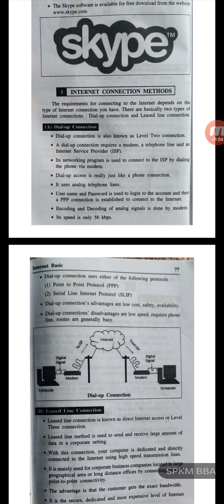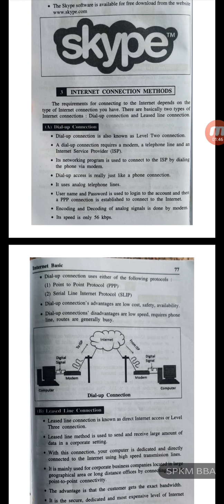How can a dial-up connection be connected? The requirement is that you should have an internet service provider. For example, different types of internet service providers in India are Jio, Vodafone, BSNL, Airtel. These are some examples of companies who are providing internet. So they are known as internet service providers.